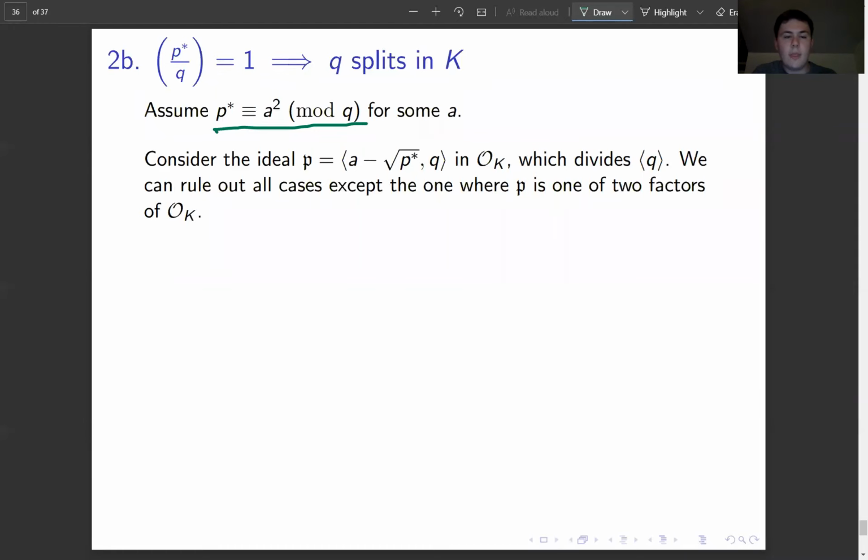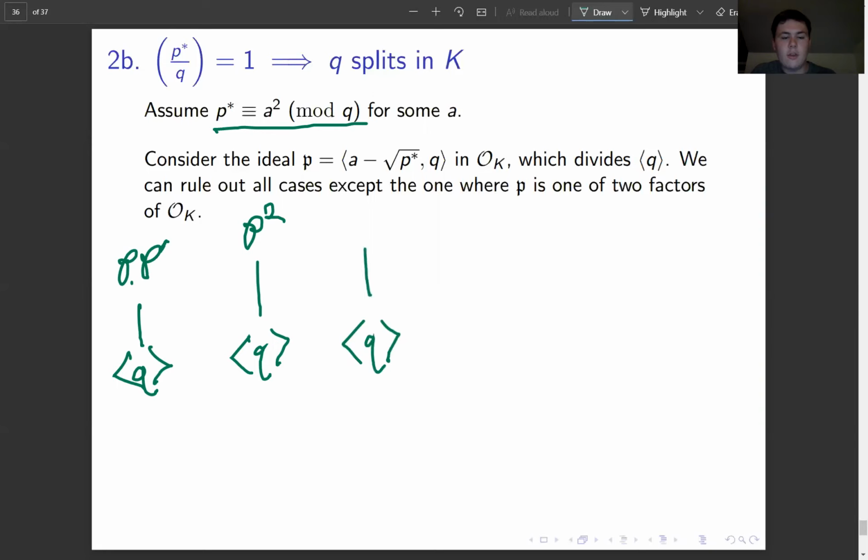Now we're going to try to rule out all the cases except for the one where Q splits. So we could have that Q decomposes into P and P prime, and this is what we want. We want to show that Q splits into two different ideals, but we have to consider the other cases. It could be that Q decomposes into P squared, which is to say Q is ramified. We also could have the case where Q divides P because it's inert, that P is actually the same as the ideal generated by Q, pardon me.